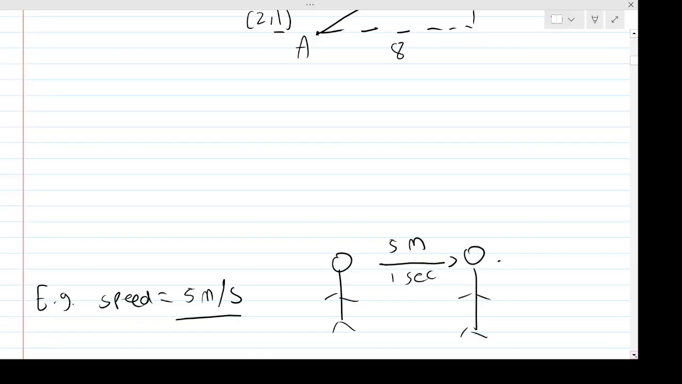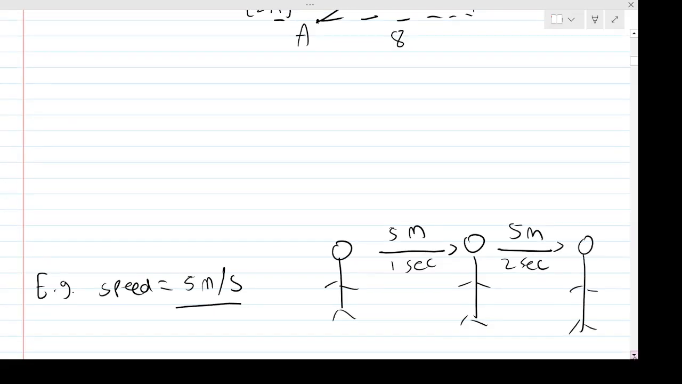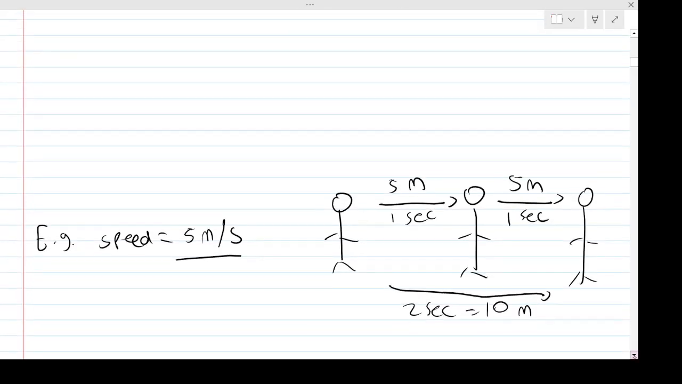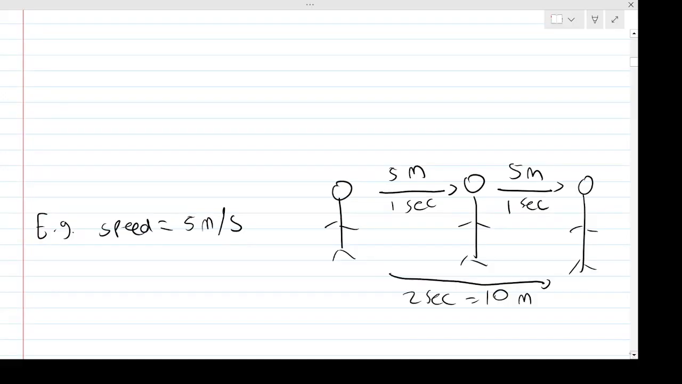Then another second later, then 2 seconds, they move another 5 meters. Then if they keep this up, okay. And so overall, every second they move 5 meters. So overall, for the whole 1 second there. Overall, for 2 seconds, they would have moved 10 meters, right?